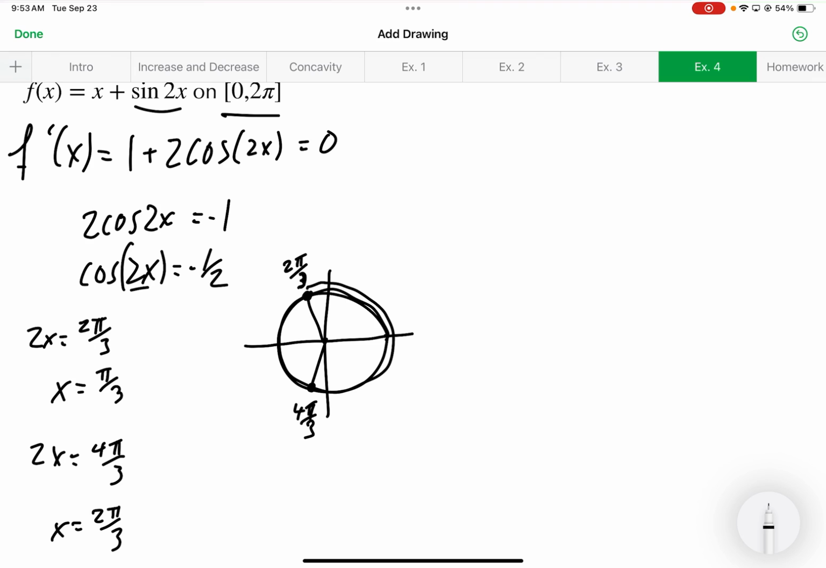Okay? So if I did 2 pi over 3 plus 2 pi, what coterminal angle would be right there? Let me know what 2 pi over 3 plus 2 pi is if I do that off to the side.